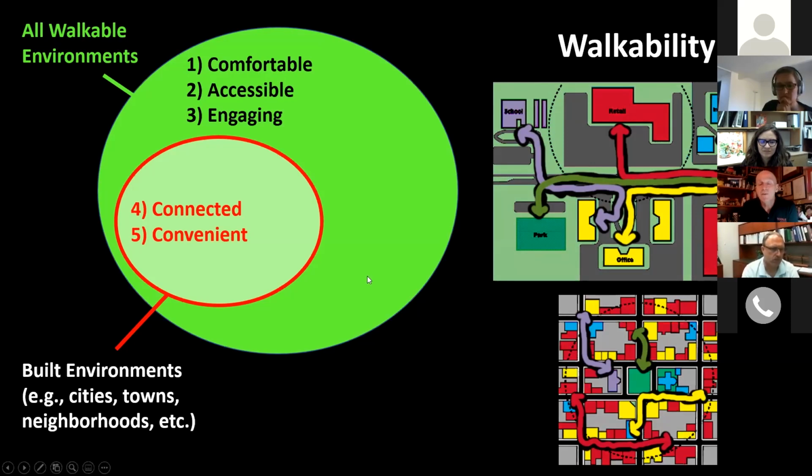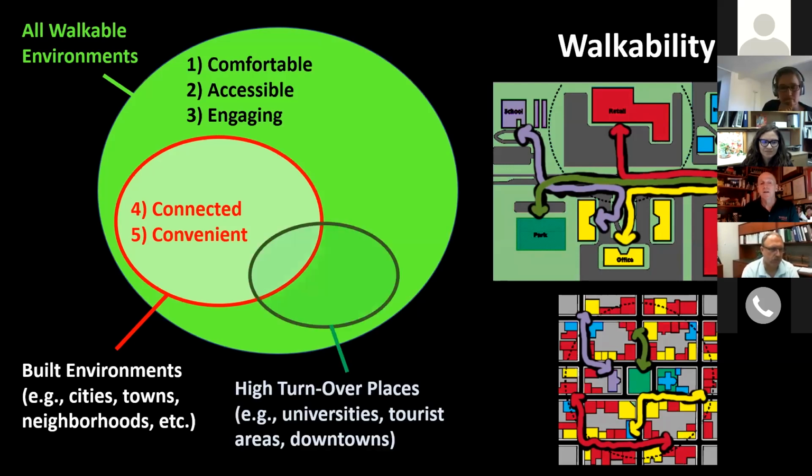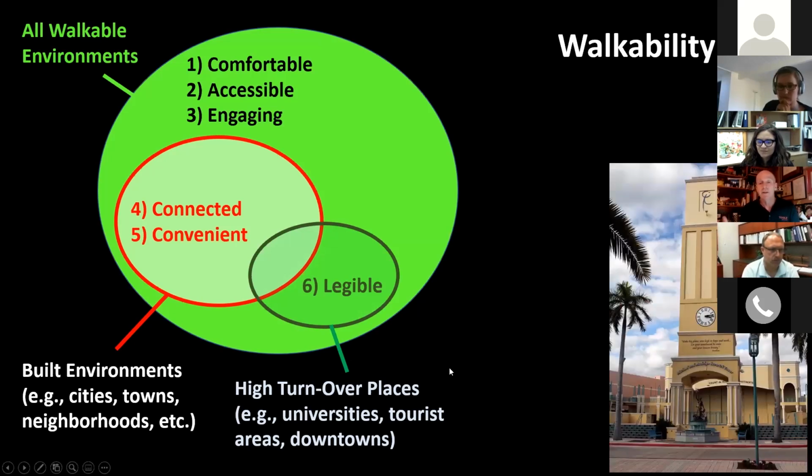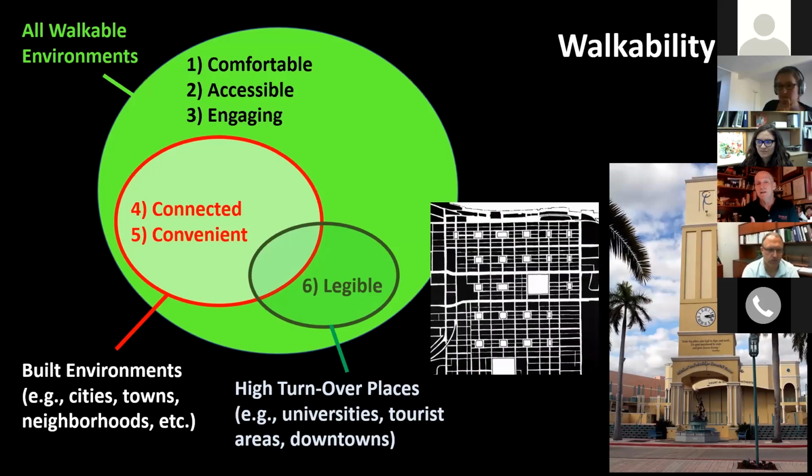And then for places with high turnover of people, tourist areas, the next category of things, universities, shopping areas, it needs to be legible. And what we mean by legible is, are there landmarks, for example. And then also, does the street network lend itself to people being able to make a kind of cognitive map of where they are? Where's the waterfront? Where's the downtown? Where's the main shopping area? Where's my home? So they can navigate the place successfully.